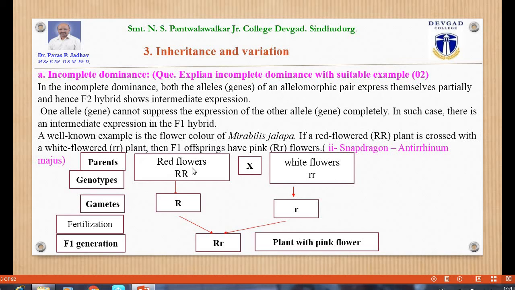Mirabilis jalapa showing red flowers with genotype capital R is crossed with a second Mirabilis jalapa plant with white flowers with genotype small r. Red flower plant produces gametes which contain capital R type of gene. White flower plant produces gametes which contain small r type of gene. Then during fertilization, fusion of male gamete with female gamete takes place. It results into capital R small r type of genotype and plant with pink flowers. So here the intermediate character is obtained in F1 generation.